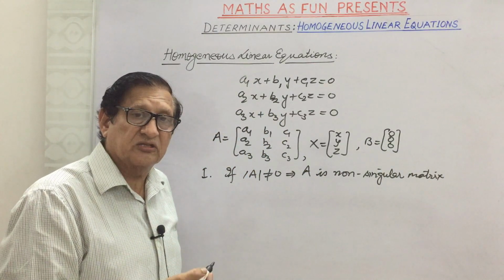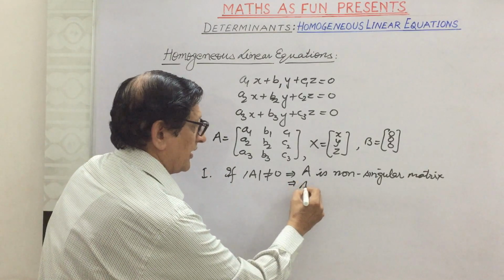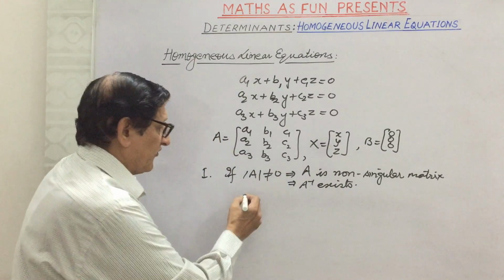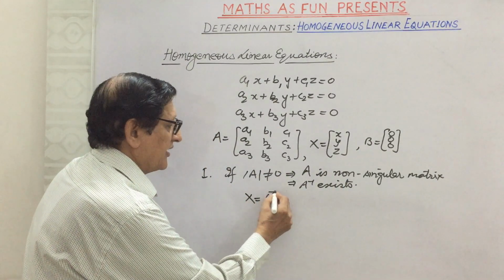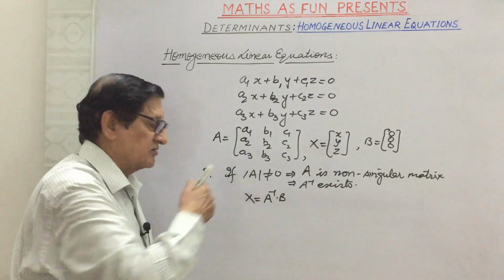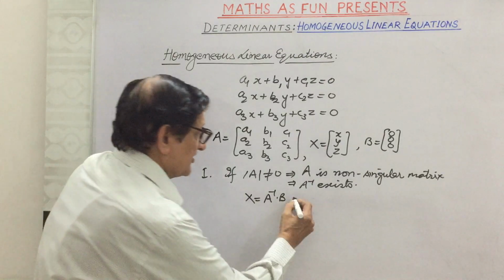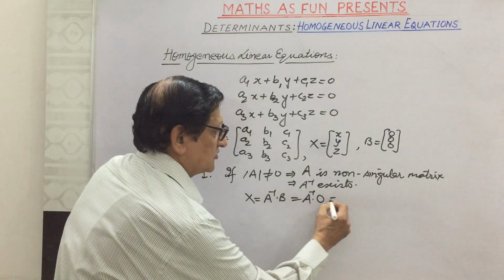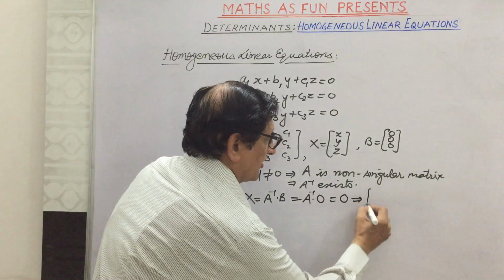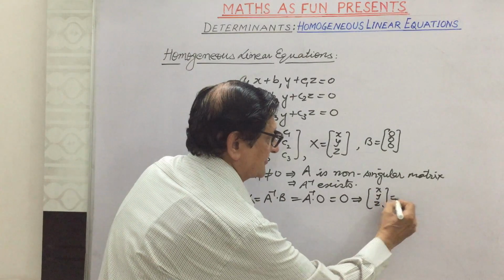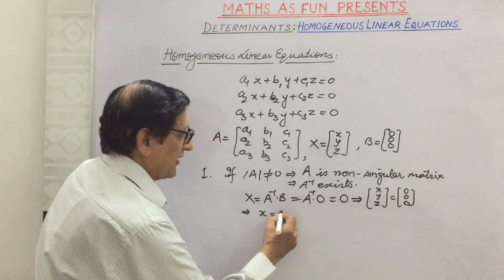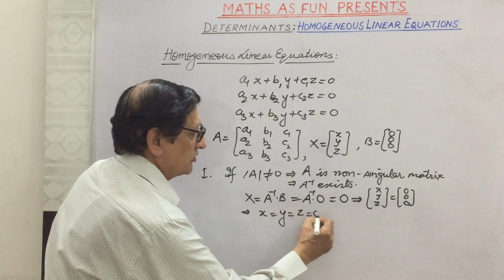Then we know A inverse exists. And in such a case, what were we doing? We were finding that X is equal to A inverse into B. But since B is a zero matrix, this will give us A inverse into 0, that is 0. It means we will always get x, y, z as 0, 0, 0. And hence the solution will be x equal to y equal to z equal to 0.